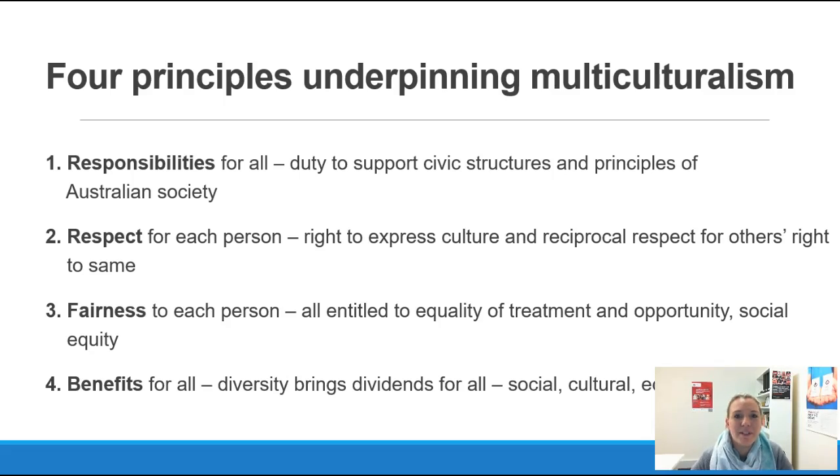There are principles that underpin multiculturalism. So some of these principles, as I've detailed on this slide, are responsibilities for all. So a duty to support civic structures and principles of Australian society. So that idea is basically that within the society we are bound by the laws of Australia and by certain things. And please, again, on the forum, share any of your ideas and thoughts around this.